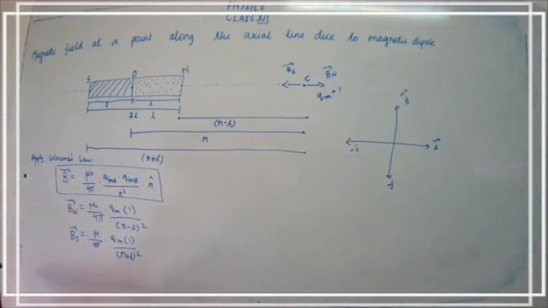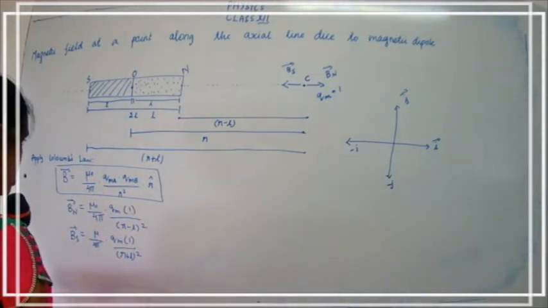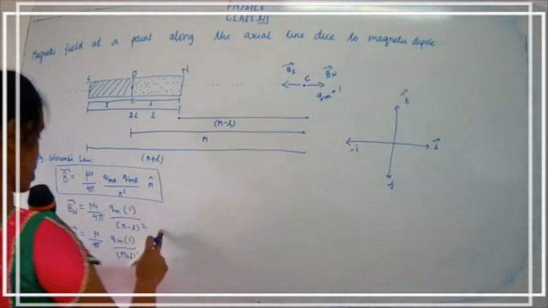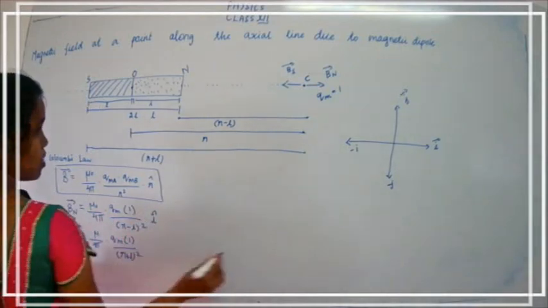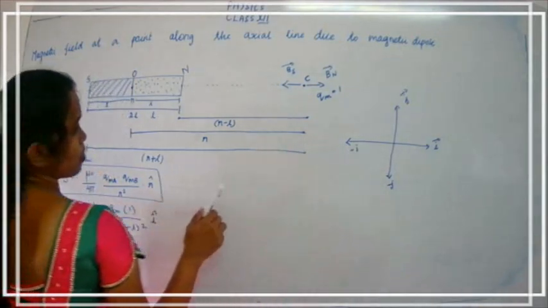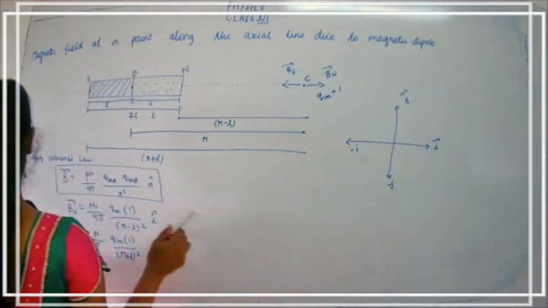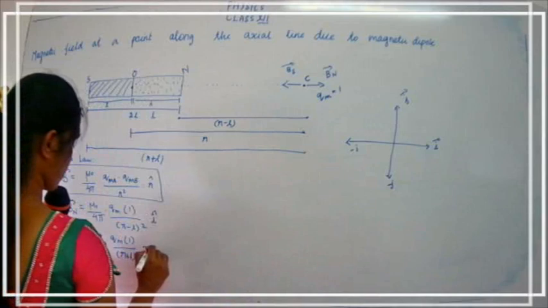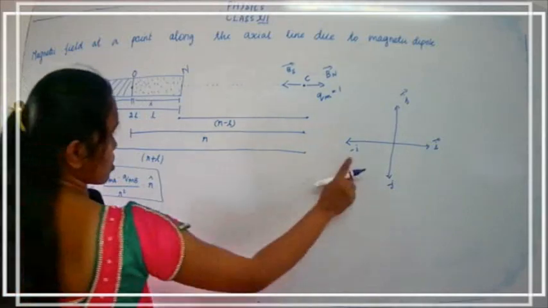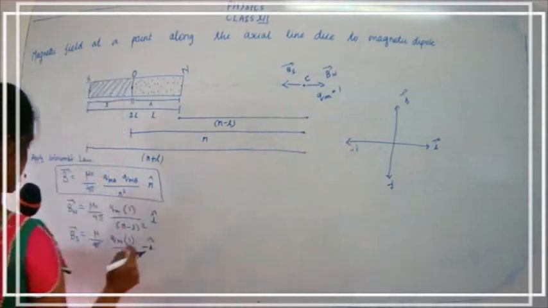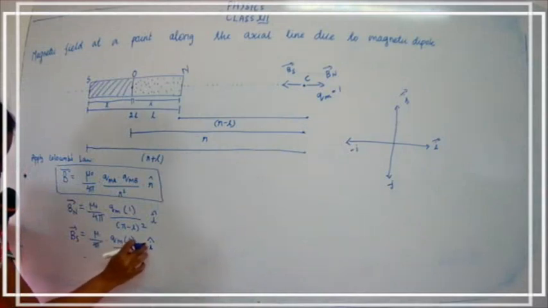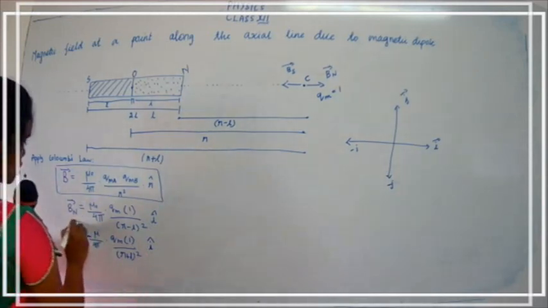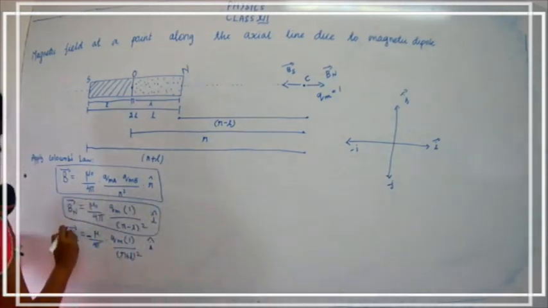Here we have to put the vector notation. So here i cap, and here this is minus i cap, because this is minus, it goes in this direction, so minus i cap. Where can we put the minus, in front? That's all. This is Bn, this is Bs.